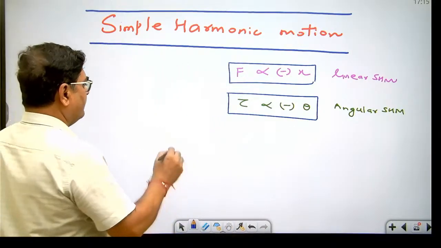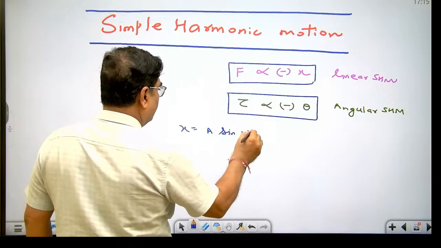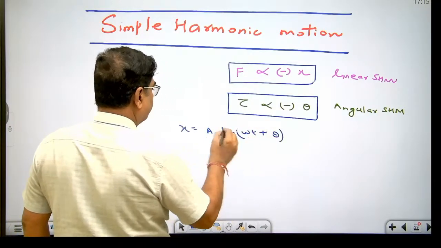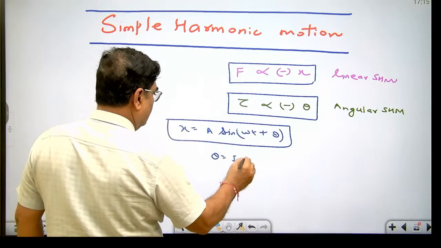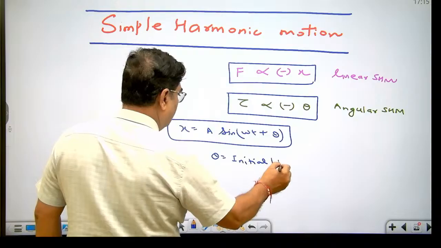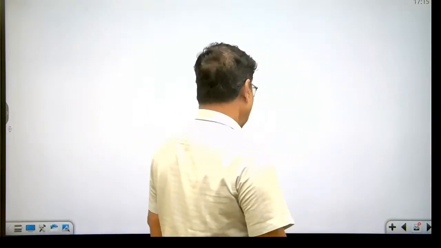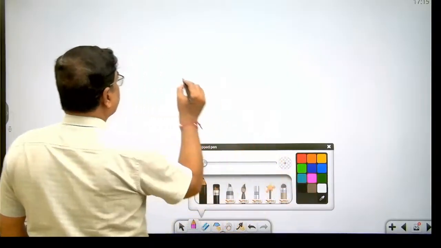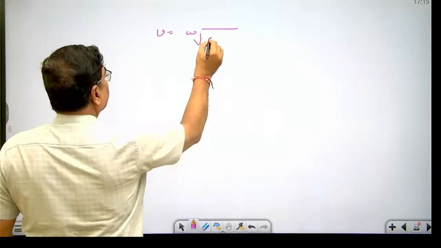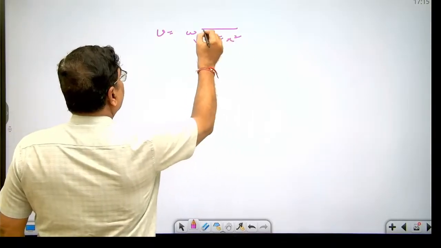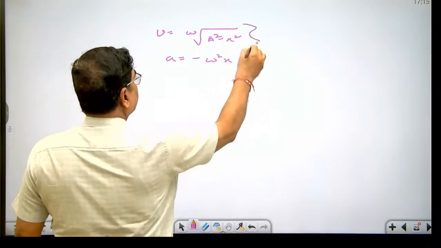The general equation for a particle performing SHM can be written as x equal to a sine omega t plus theta, where theta is initial phase. And the relationships are like this: velocity can be written as omega root a square minus x square, and acceleration can be written as minus omega square x.